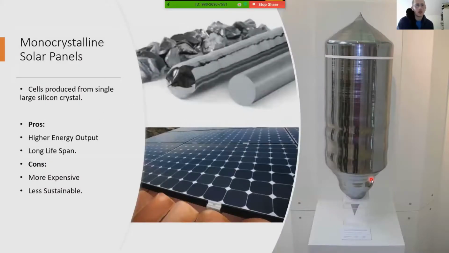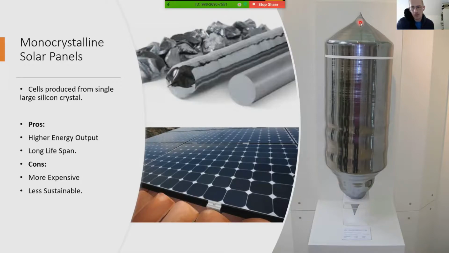So I'll do a rundown of the three types of solar cells that are most common. Start with the monocrystalline. Monocrystalline cells, basically what that means is that each cell in the panel is made from a single silicon crystal. This is an example of what a single silicon crystal looks like. They're massive. These aren't found naturally like this, but they can be manufactured.